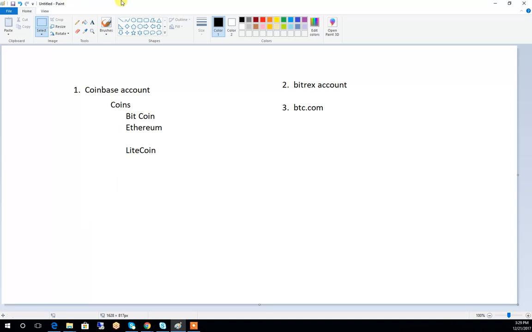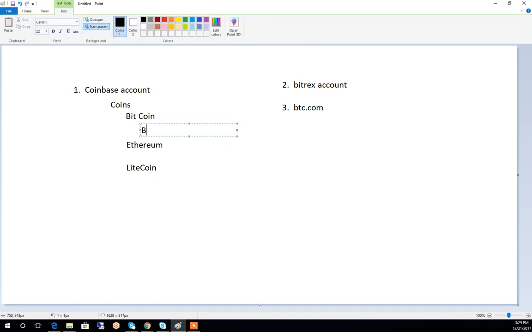All right, so what is going on here with Bitcoin, Litecoin, and Ethereum is you just have those three networks. And when you get on Coinbase, you can buy Bitcoin, and you can also buy Bitcoin Cash.